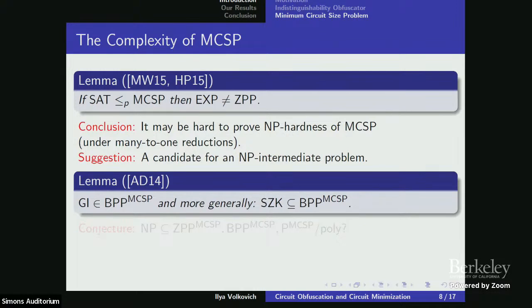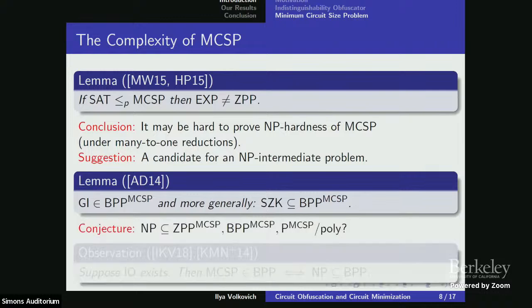That's nice, but the question remains: maybe MCSP is still hard, but under a broader notion. Maybe you have to expand your reduction: a ZPP reduction, a BPP reduction, maybe a P/poly reduction. That's a conjecture: if we can't achieve the usual reduction, maybe we have to broaden the reduction and then we can show hardness of MCSP. This is a conjecture, and now, to tie it back to IO, it turns out to be an interesting connection.